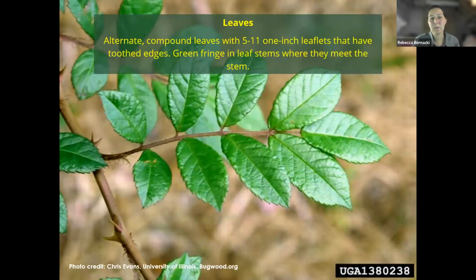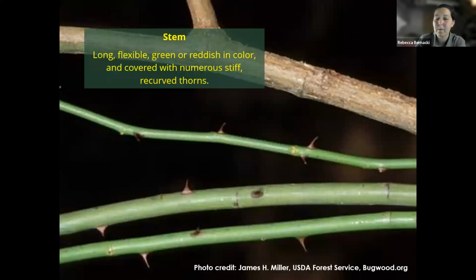The leaves are going to be alternate on the stem, and the leaf is going to be compound. So we're going to have 5 to 11 leaflets, 1-inch leaflets on a single leaf. The leaflets are going to have toothed edges. And what's really important is that they're going to have this green fringe that we can kind of see right here where the leaf attaches to the stem. That's going to be important when we talk about some lookalikes.